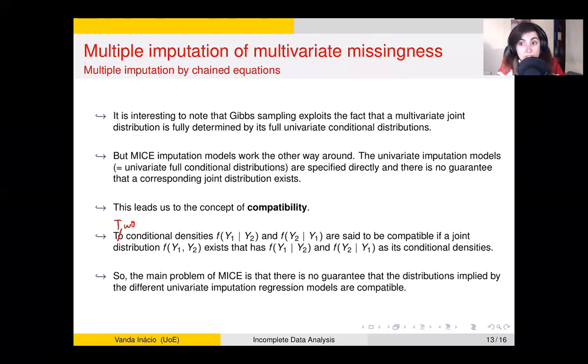And the problem with mice is that we specify the conditional densities separately, right? When we specify a normal regression model, it's a normal distribution, say for y1 given all the other variables, observed or not. So there is no guarantee that by starting by specifying the conditional distributions there exists a multivariate distribution that corresponds to those conditional distributions. And is this a problem? Well, some say yes, some say no.